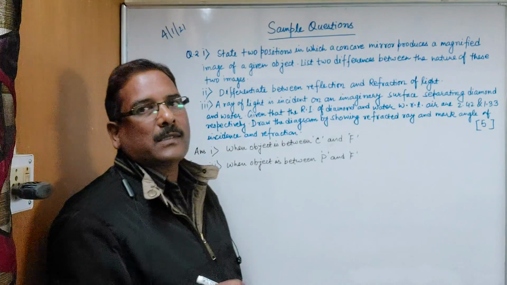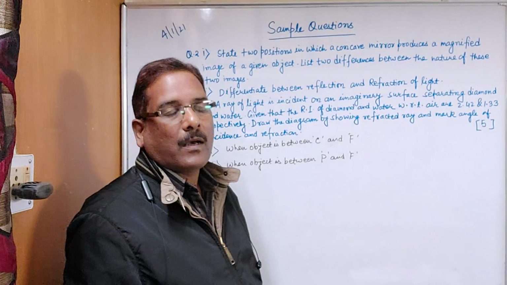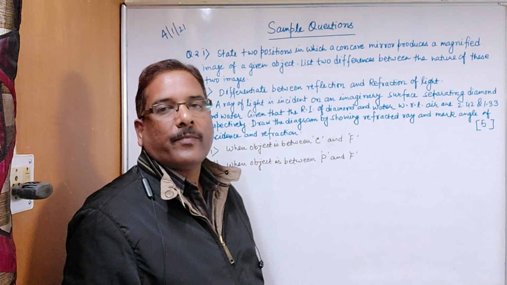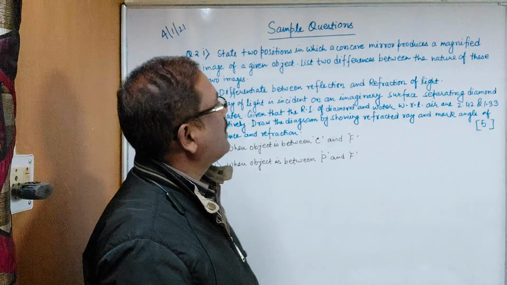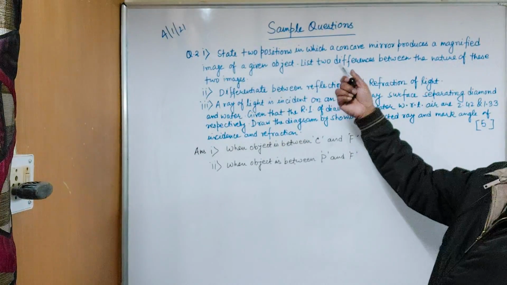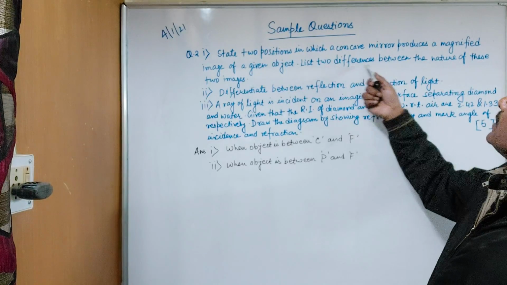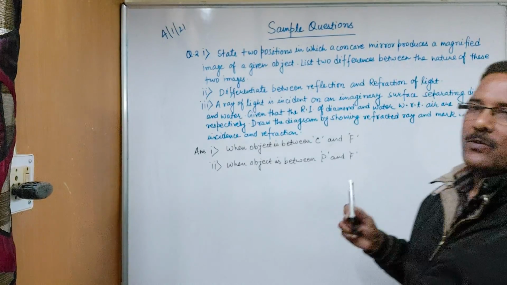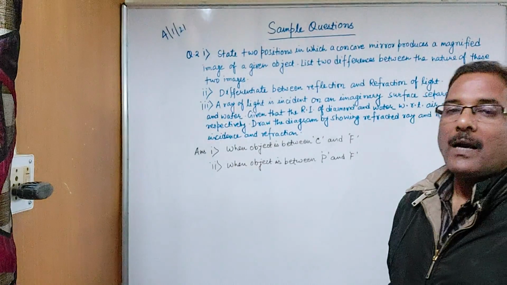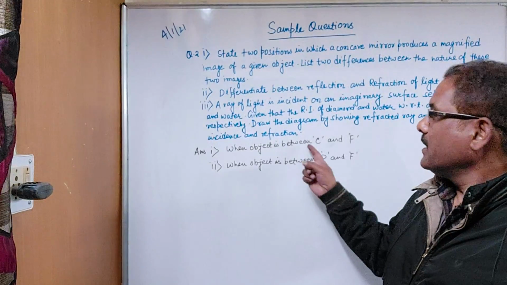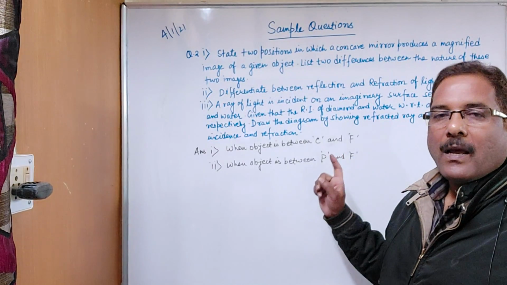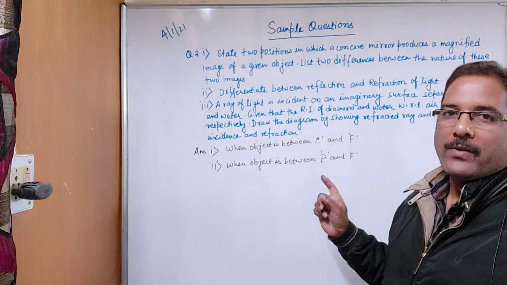you can also ask why we cannot write when the object is at F. Yes, when the object is at F, we are also getting a magnified image, a real image. But you also see the next part of the question. List two differences between the nature of these two images. It means they are indirectly asking that you write two cases in which in one case the image is real and in another case the image is virtual.